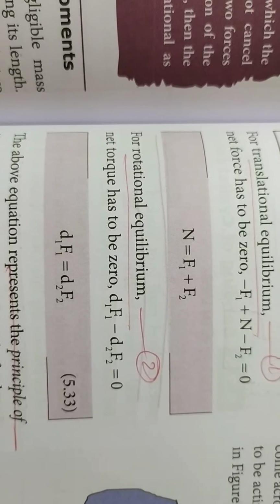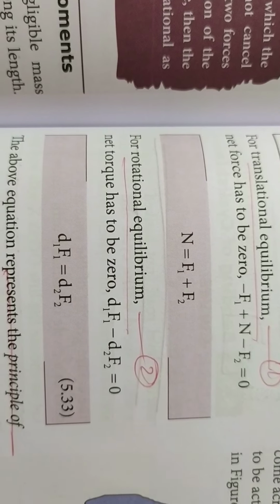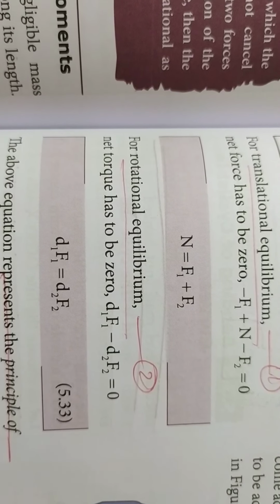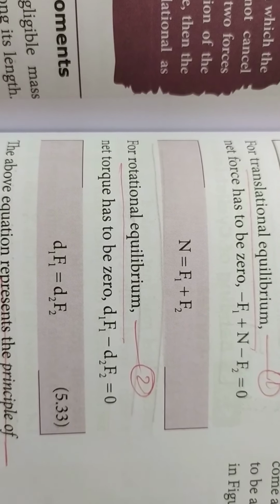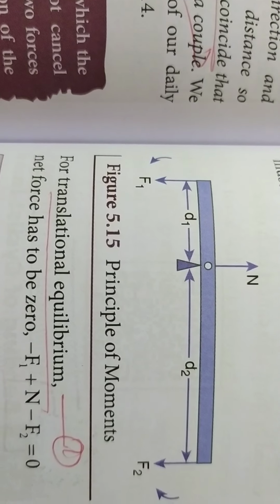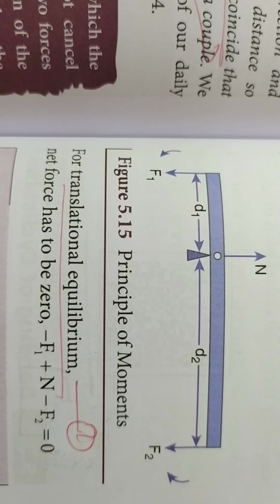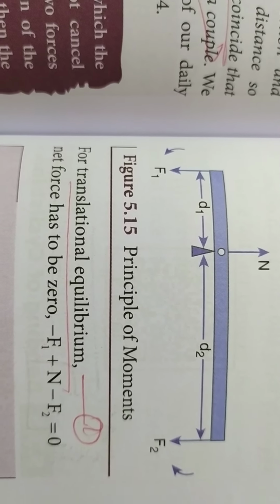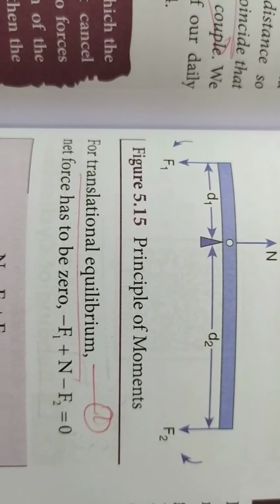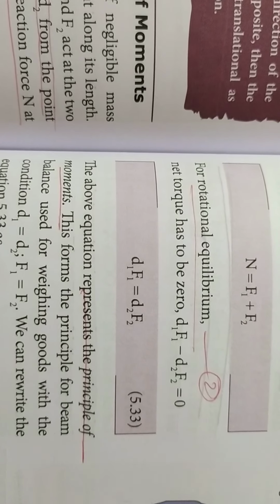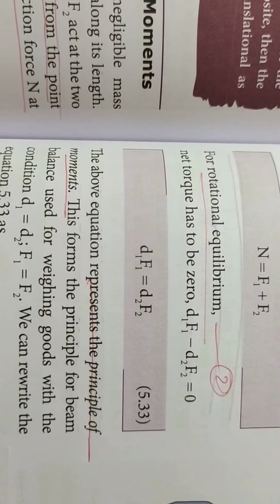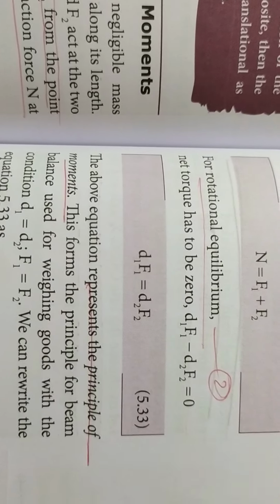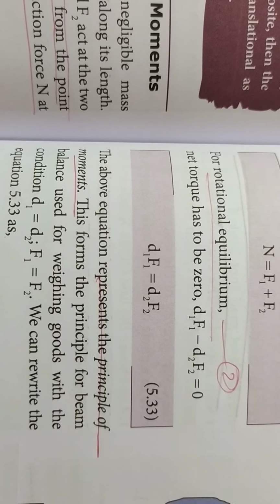And for rotational equilibrium, the net torque must be 0. That means d1 F1 must be equal to d2 F2. Here d1 is the distance between F1 and the pivoted point, and d2 is the distance between F2 and the pivoted point. And so for rotational equilibrium, d1 F1 must be equal to d2 F2. This equation is called the principle of moments.